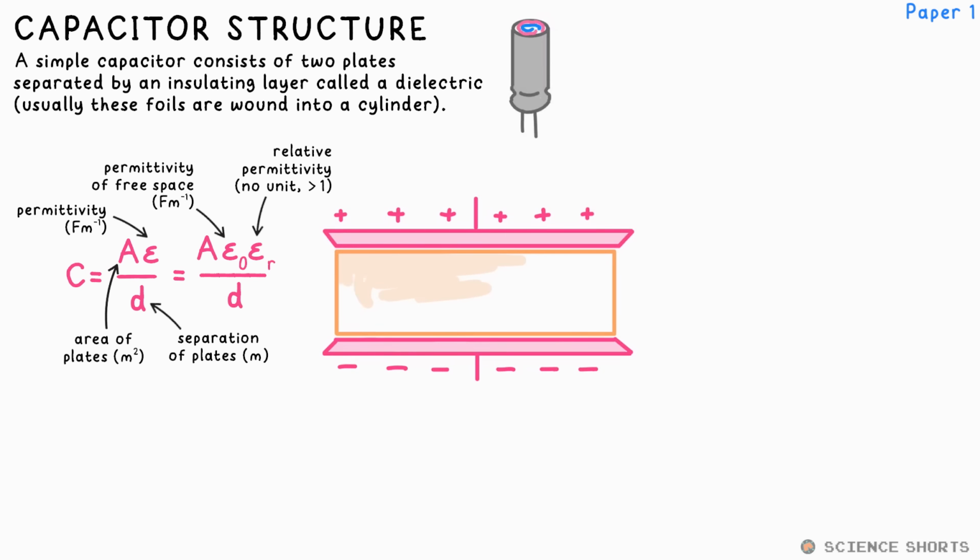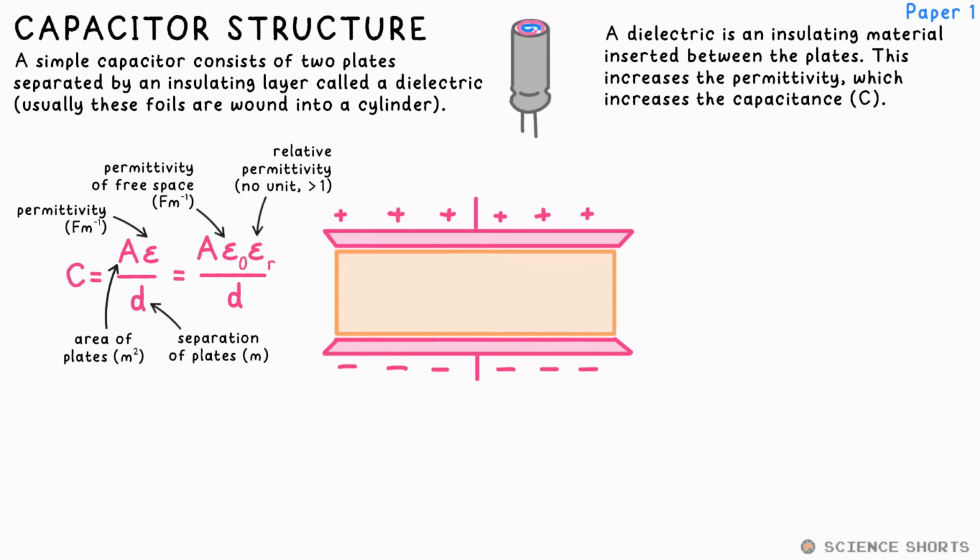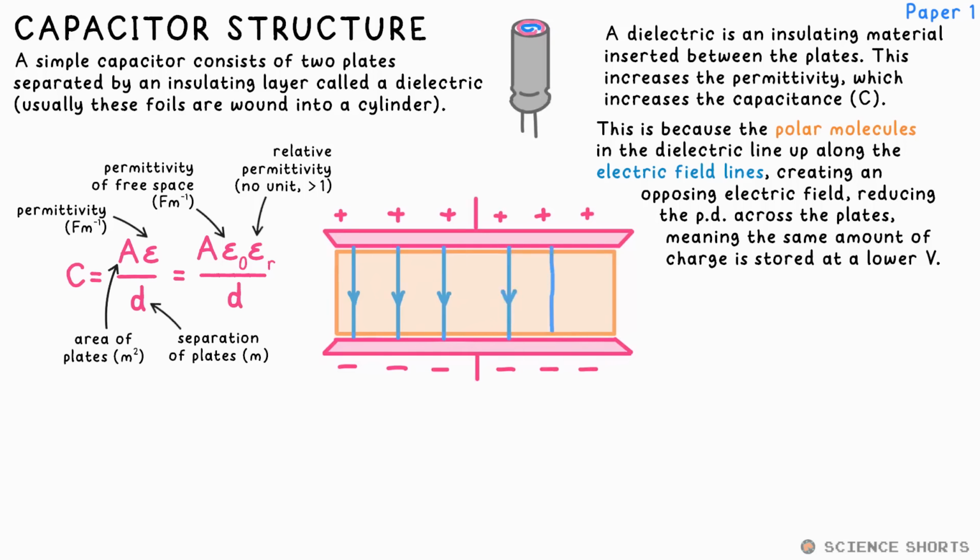If there's anything else in between, the permittivity will be greater than that of free space. So we say that the permittivity is equal to that of free space times the relative permittivity of the material, which is just a number that's greater than 1. If it's 2, then that means it's twice as good as free space. We can increase the capacitance by inserting a dielectric between the plates, an insulating material that contains polar molecules. That is, they're affected by electric fields.